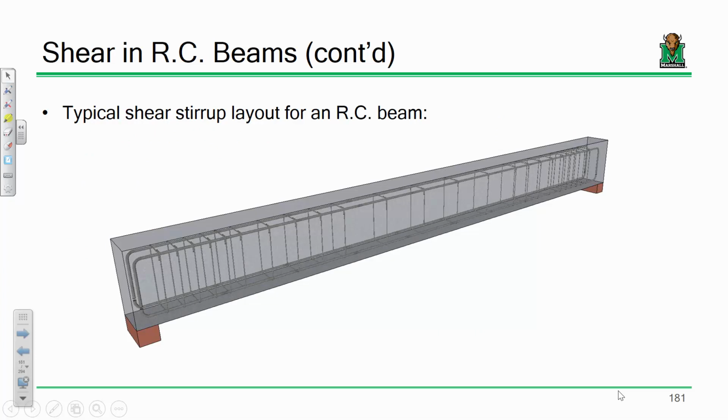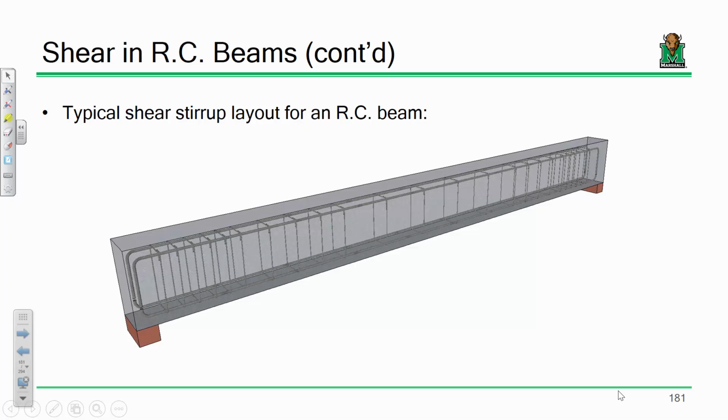This is sort of like what the rebar cage inside of a typical beam would look like. Right now we've been focused on these bars down below. Those are the bars resisting the moment. But these ties going along like that resist the shear.